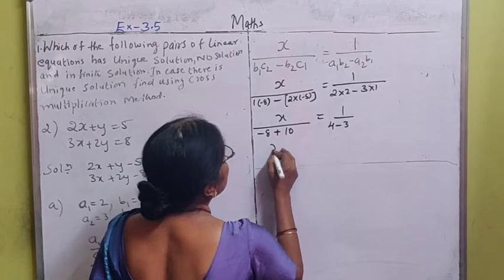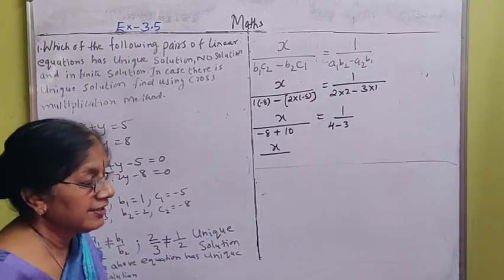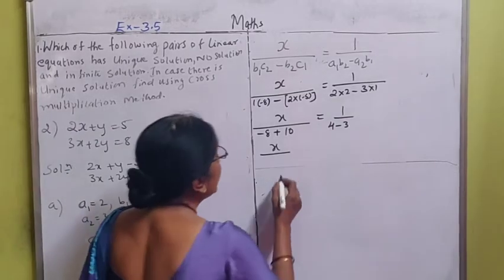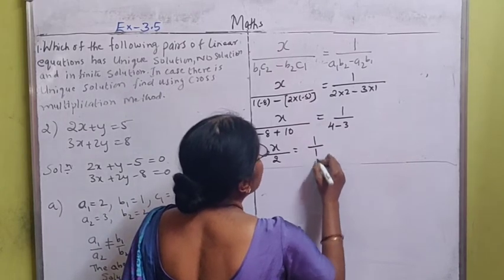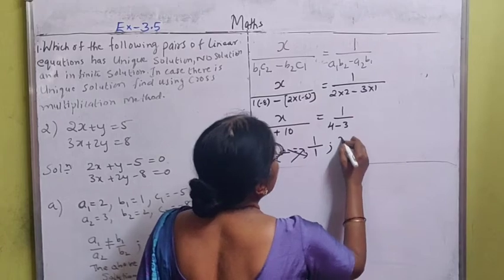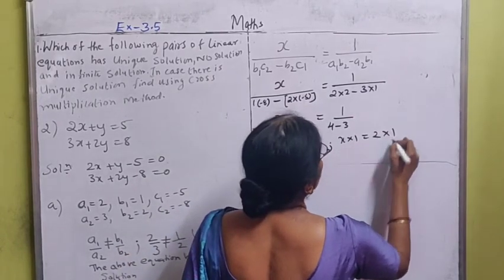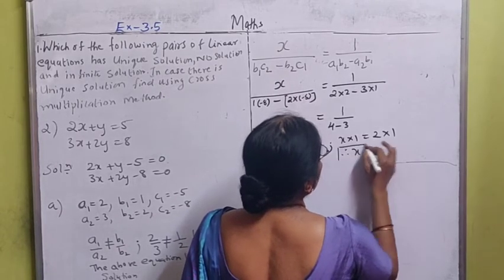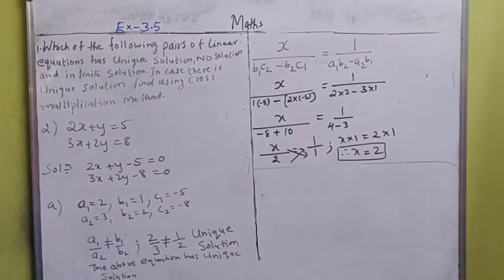So let us solve this. X divided by minus 8 plus 10. 10 is a bigger number, it is plus, so the answer will be plus. 10 minus 8 is how much? 2, is equal to 1. 4 minus 3 is 1. Cross multiply. So what you will get? X into 1 is equal to 2 into 1. Therefore, x is equal to 2. So you got the value of x. How much you got it? X is equal to 2.